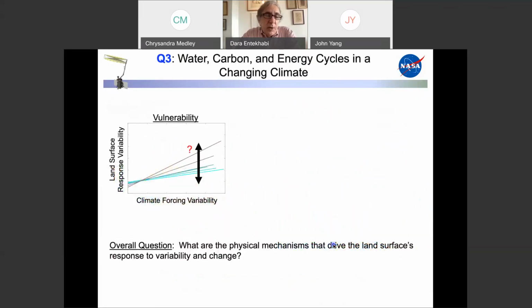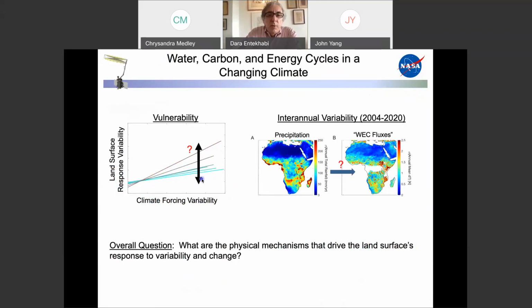The next topic very quickly is this issue of vulnerability to climate change. Land surface response to variability in climate forcing is obviously positive, but are all landscapes the same slope, the same vulnerability? Are some landscapes more vulnerable to climate forcing than others? And what are the physical mechanisms? So this is just a cartoon. Here's what we want to explain.